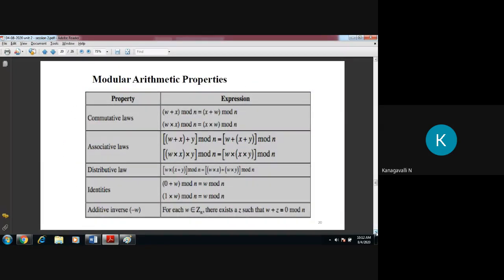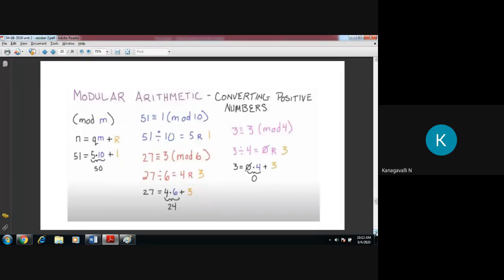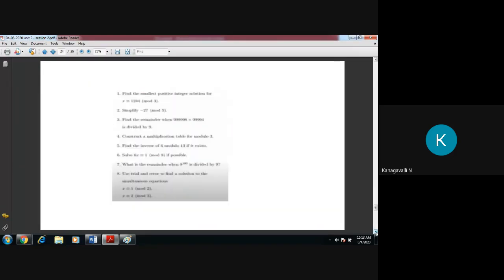The same thing applies to further modular arithmetic properties: commutative law, associative, distributive and identities, right? Sometimes they give some input terms and ask you to write all the properties and check the result. In your question paper, Part B, it will look like this: write the properties of modular arithmetic, take your own input and derive all the properties, right? Okay, leave it. We will see this topic in tomorrow's class.